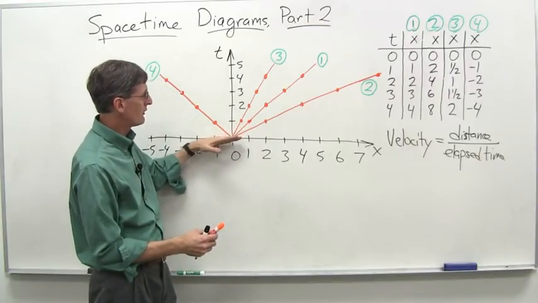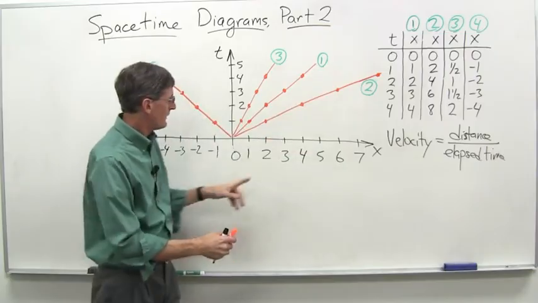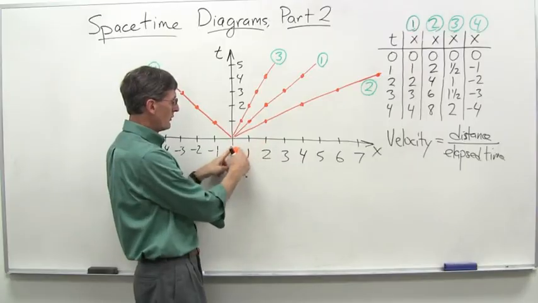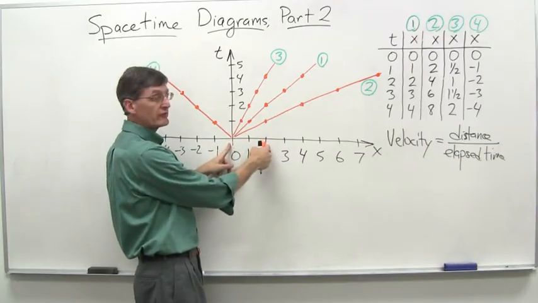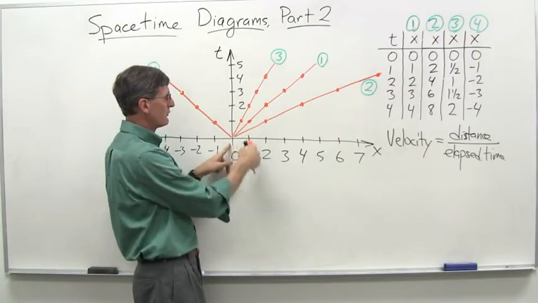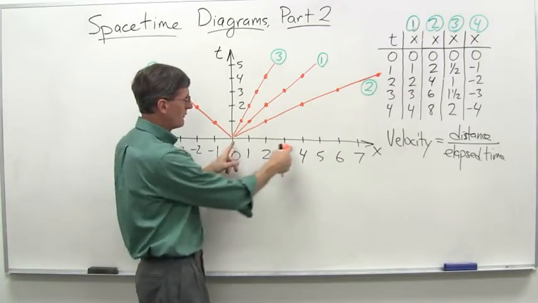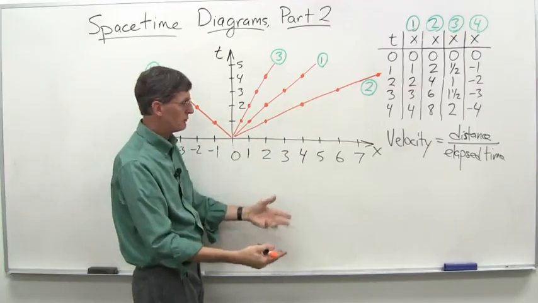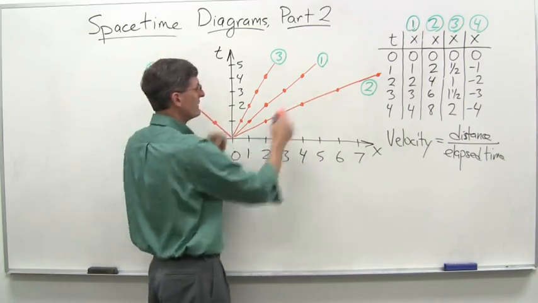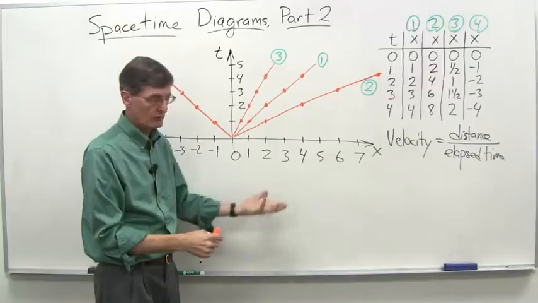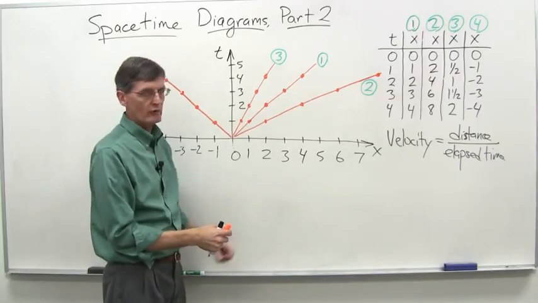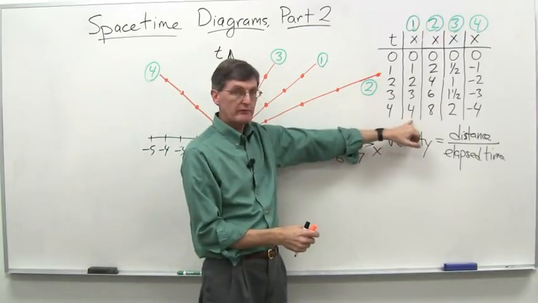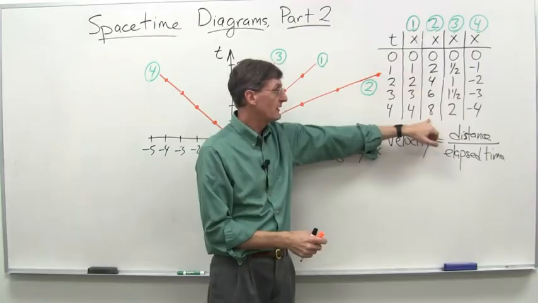Let's look at number 2, though, which is this one here. Note that in 1 second, we're going 2 meters. So the velocity over this distance would be 2 meters in 1 second, 2 meters per second. Or we've got 4 in 2 seconds, 4 divided by 2, 2 meters per second. Or 6 in 3 seconds, 6 divided by 3, again, 2. And so on and so forth. 8 divided by 4 is 2. So velocity in the first case would be 1 meter per second. Velocity in this case is 2 meters per second.